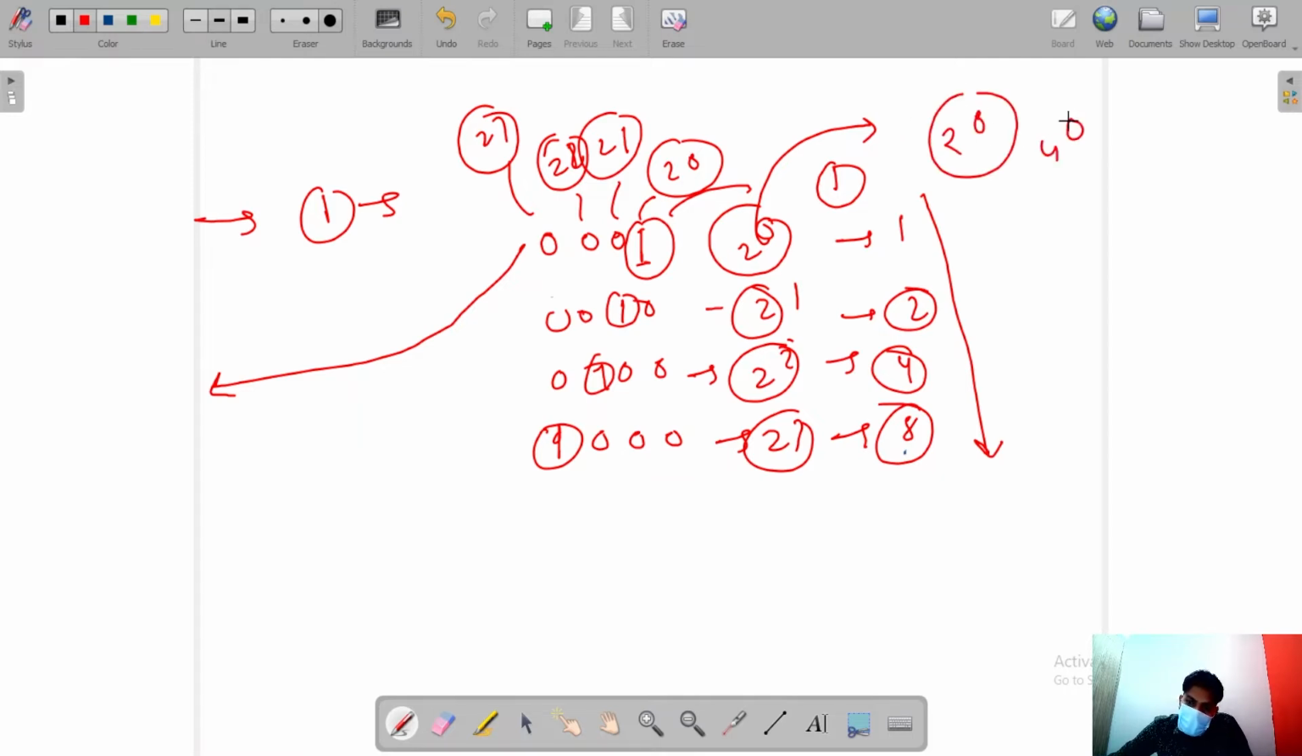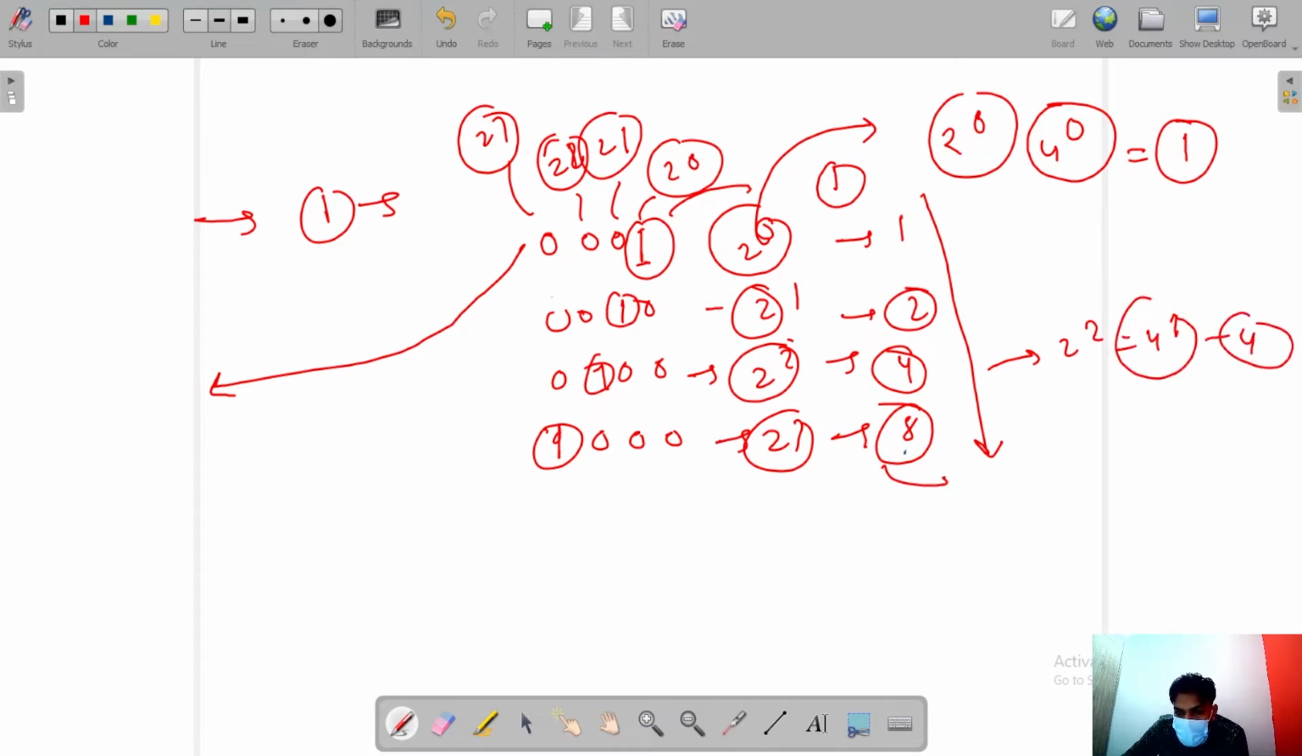Because we can represent 4 to the power 0. This is simple now, because this is also equal to 1. We can say this number is also 4 to the power. Why? Because 2 to the power 2 equals 4 to the power 1. But this number will not contain the power of 4. So which number contains the power of 4?